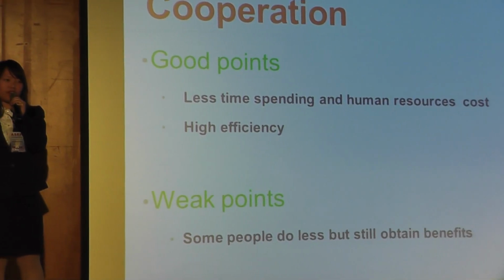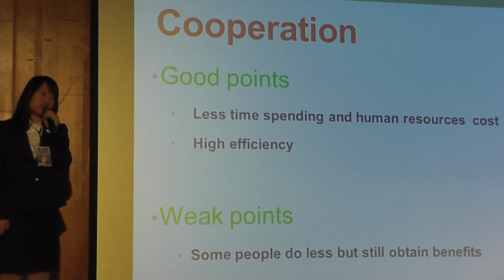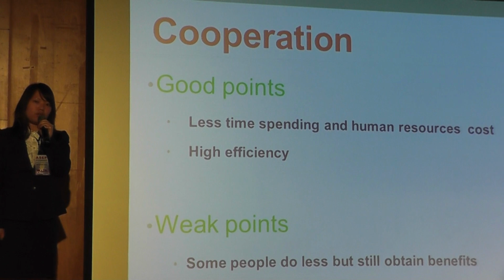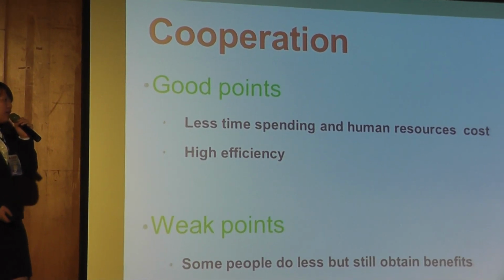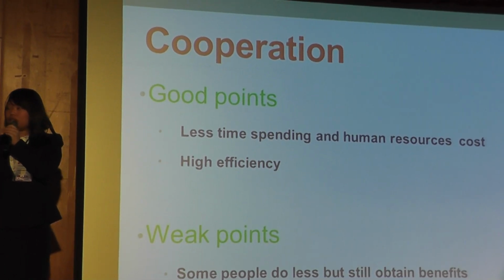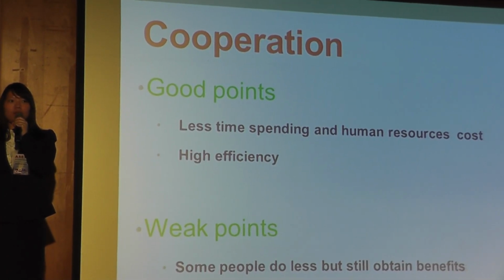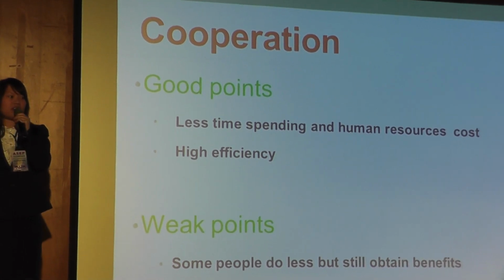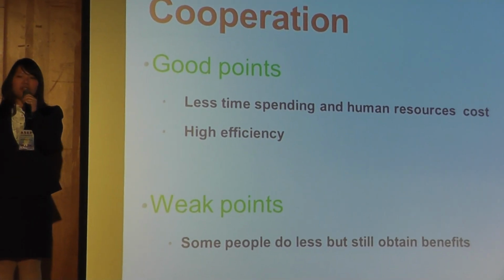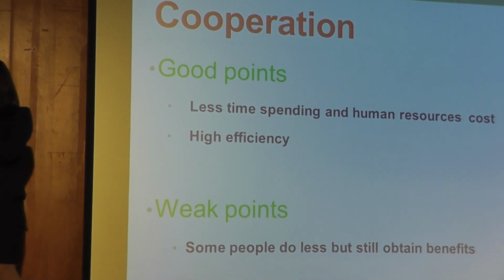want to do the same things. Someone will be lazy, someone will make their effort to accomplish the goal, the task. And next, we will introduce the Gini number to show the relationship between competition and cooperation in our real world.